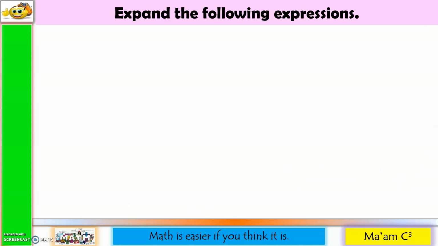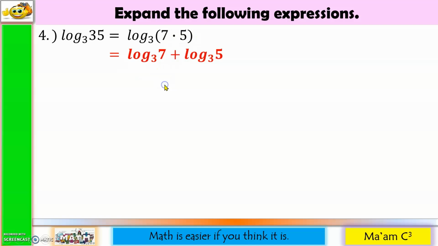Let's have some more. Next, the logarithm of 35 to the base 3. So 35 here, so we're going to think of factors that when multiplied will be equal to 35. So let us say 7 and 5. So this will become the logarithm of 7 times 5. This is product. Consider this as your u and this is your v. So this will become the logarithm of 7 to the base 3 plus the logarithm of 5 to the base 3.